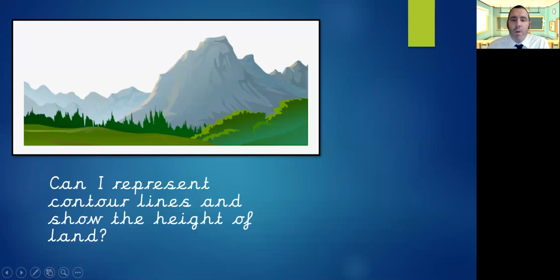Hi guys, here with your second geography lesson for this week. Today, can I represent contour lines and show the height of land?